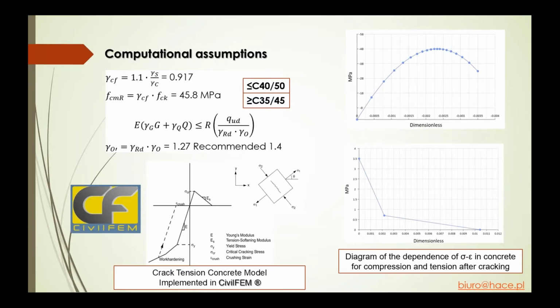Here you can see on the right the stress-strain relationships that were input in CivilFEM. The top one is the compression parabolic law, and the bottom graph on the right is the post-cracking behavior. After a cracking stress of 3.5 megapascals, there's a bilinear softening law. Any type of stress-strain relationship can be input, also for fiber reinforced concrete.